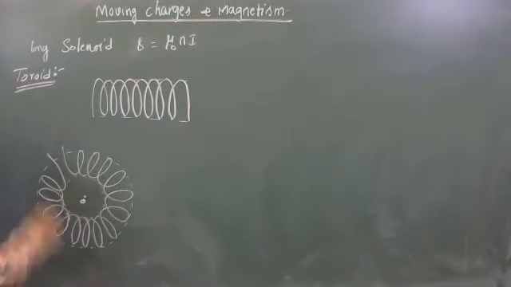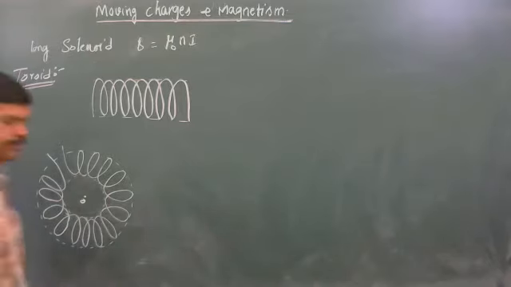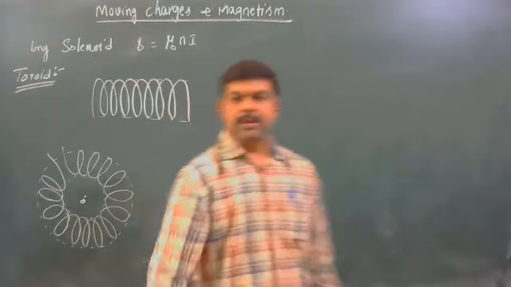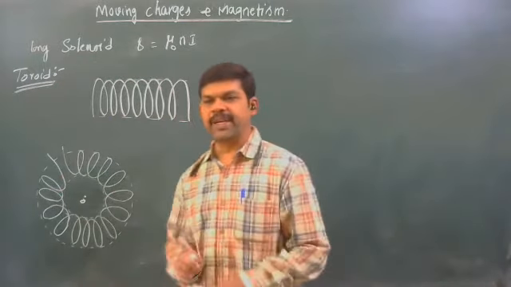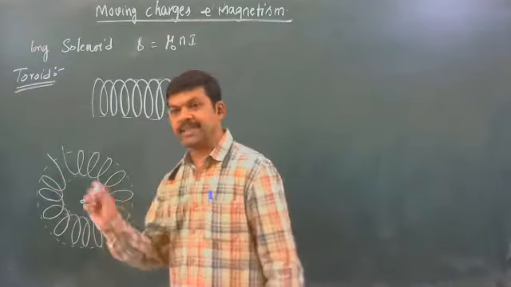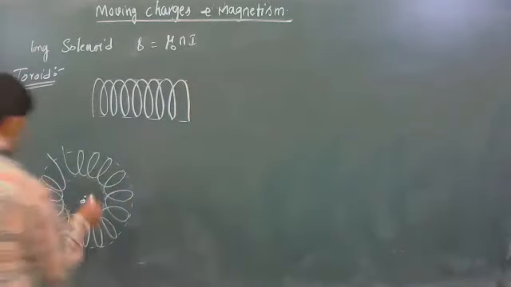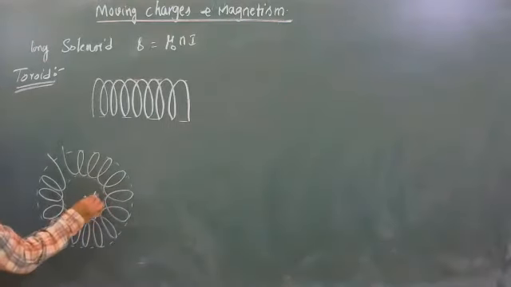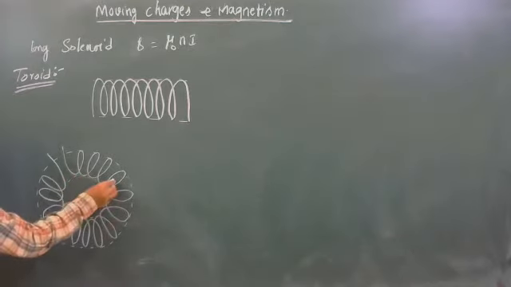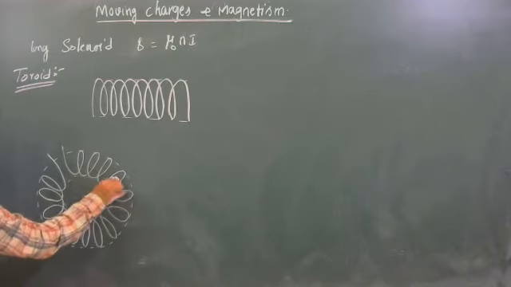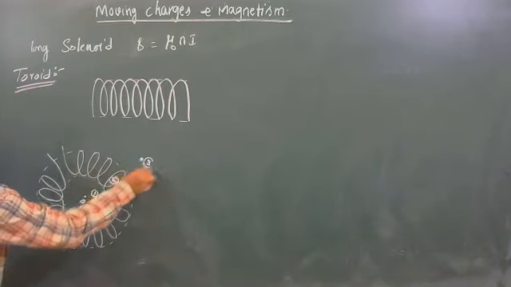This is the center. They ask a question: what is the magnetic field at 3 different points for the toroid? Point 1 I am taking here. Between the turns here I am taking point 2. Here I am taking point 3.